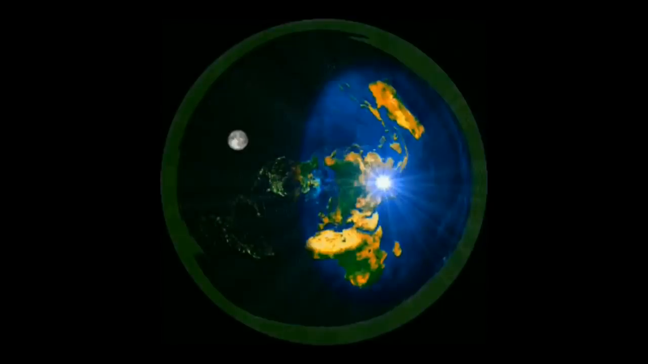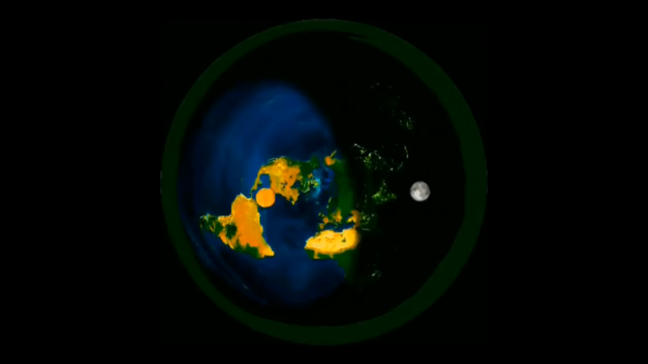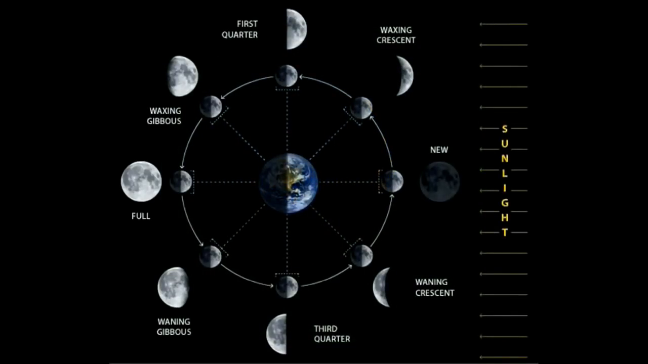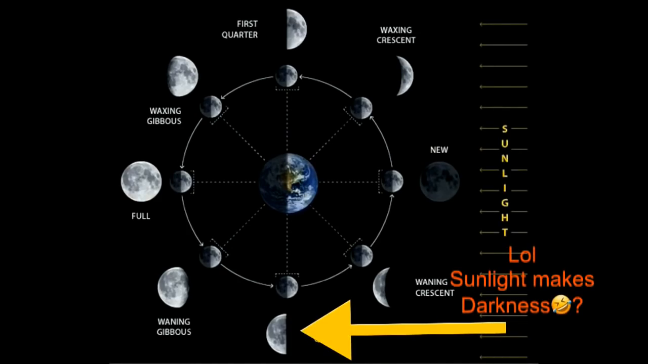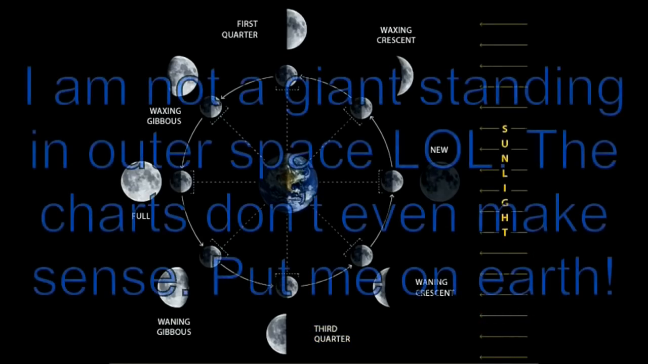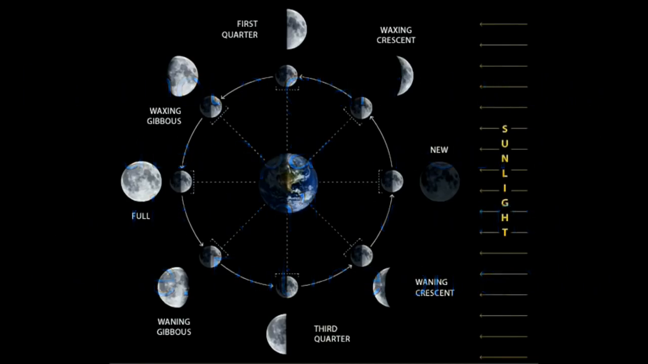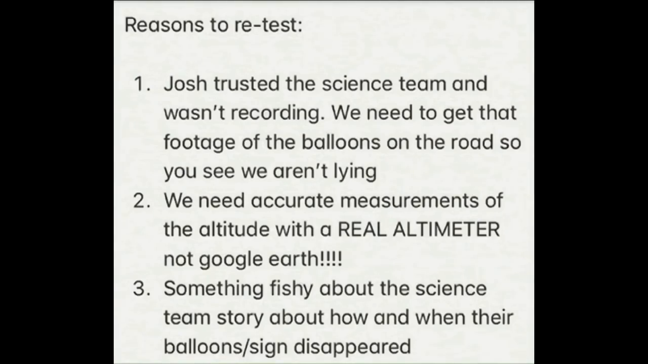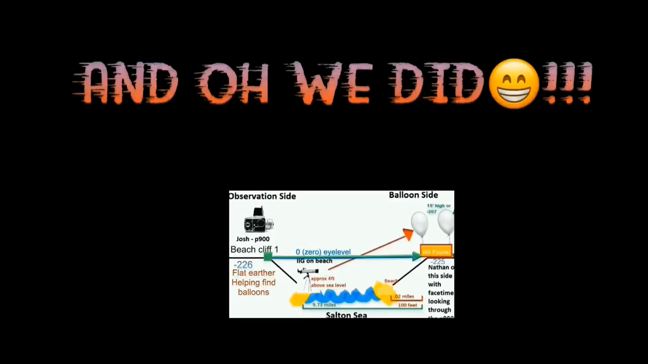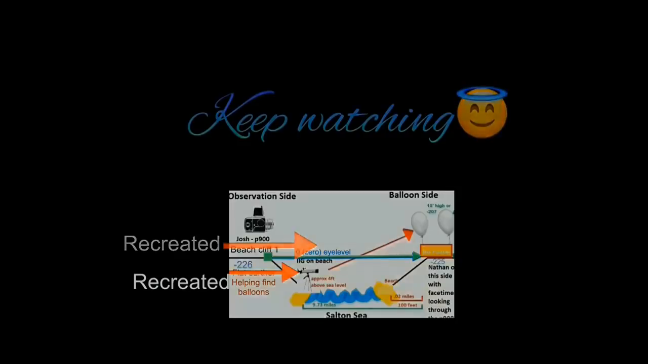Well, now we have holy smokes confirmation that not only did Josh and the IIG West see the balloons on Capri Road before liftoff, which would be impossible to see on a globe, just wait, because we also have them on camera admitting to seeing trees and houses, which they shouldn't have seen on that side under the curve of the globe. Plus, we knew we had to go out there with an altimeter and retest because Josh had trusted the science team and wasn't recording, so we wanted to recreate that footage and recreate the IIG West positions footage from our own cameras and take a real altimeter out there and figure out the altitudes of things.